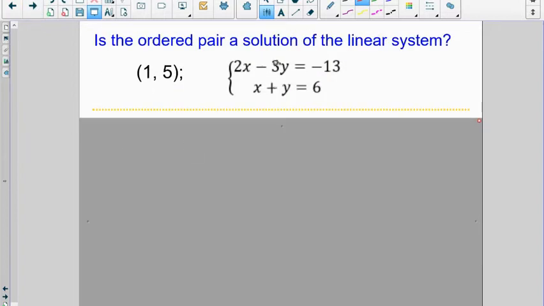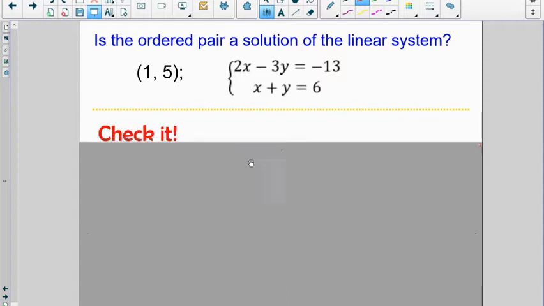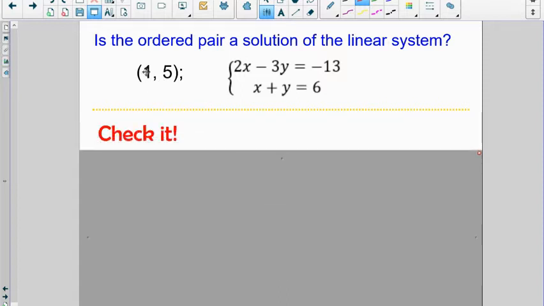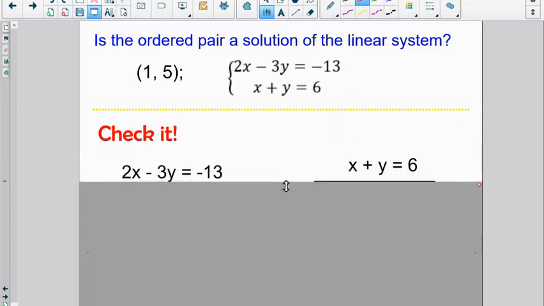So here's an example where we have a linear system. I'm not showing you how to solve this system just yet, but what I'm showing you is, if we have this linear system, can I check to see if this ordered pair is a solution or not? And the answer is yes, you can. It's just like checking an answer to any equation. We substitute our values for x, which is 1, and y, which is 5, into both equations. Now the trick here is that it has to work in both equations.